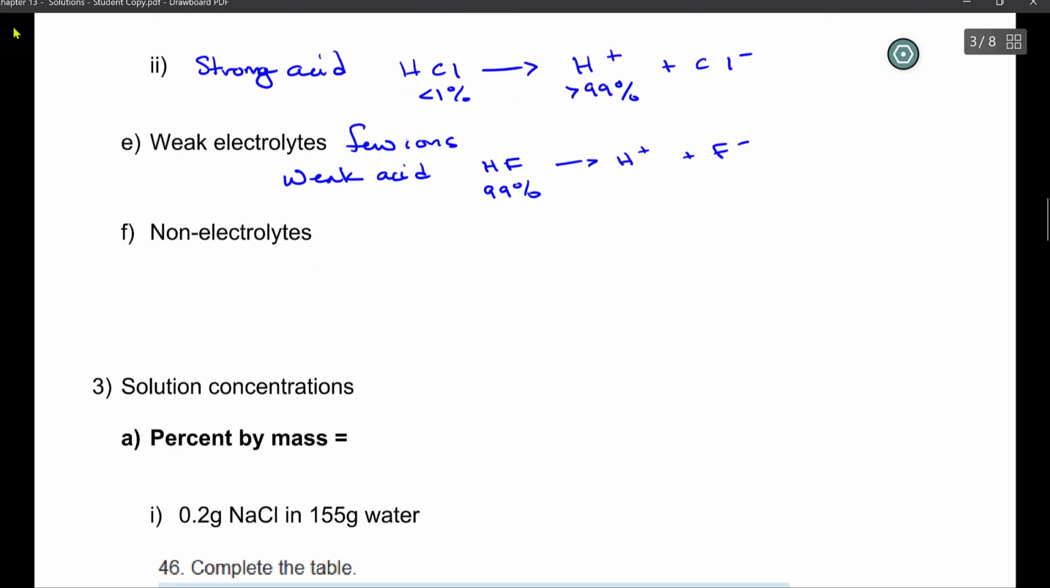The last type of compound that's important in this concept of electrolytes are the non-electrolytes, and these make no ions. What we mean by that is when they go in solution, they don't make ions, and these are things typically that are molecular compounds.